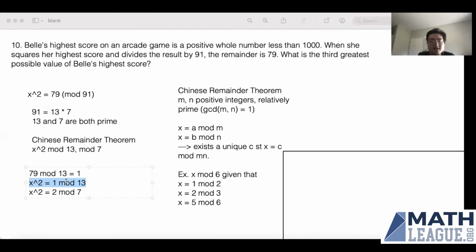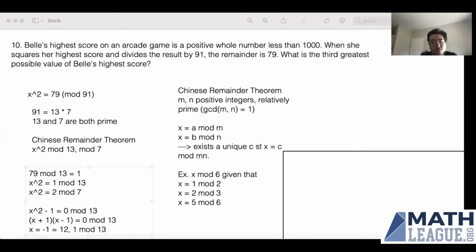Now, what if instead of x squared equals 1 mod 13, we wrote x squared minus 1 equals 0 mod 13, subtracting 1 from both sides? Now we're getting somewhere because we know exactly what to do with that x squared minus 1 guy. That's just the difference of squares. That's x plus 1 times x minus 1 is 0 mod 13. So we're going to get x equals, well, minus 1, that's 12, and 1 mod 13.